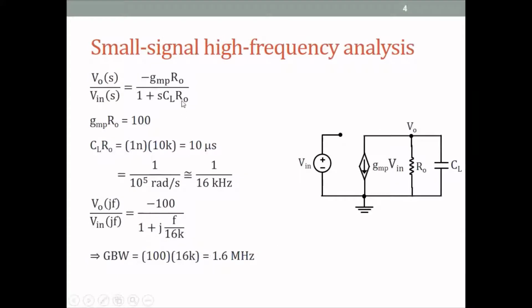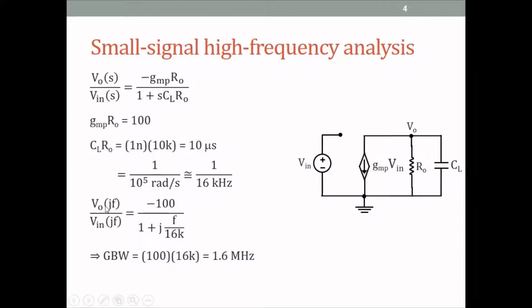Now let us do a small signal high frequency analysis for a sinusoidal input. So we had derived this transfer function last time for this circuit, minus GMP RO, which is again divided by 1 plus S CLRO. CLRO is the time constant. GMPRO is 100, CLRO is 10 microseconds, and we want to convert this to frequency. So 1 by 10 microsecond is 10 raised to 5 radians per second, which is about 16 kilohertz.